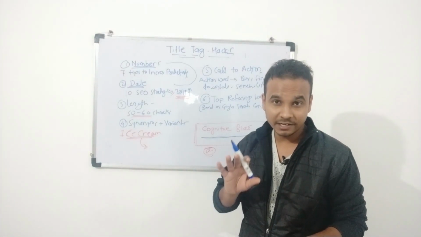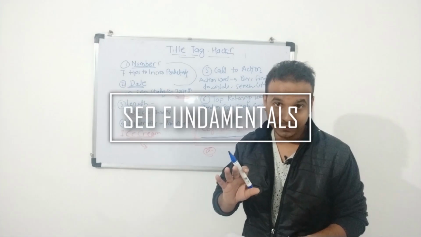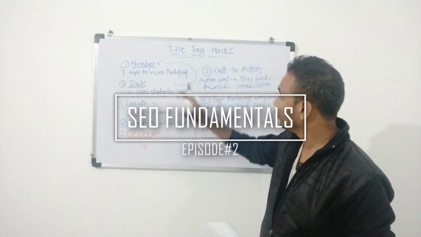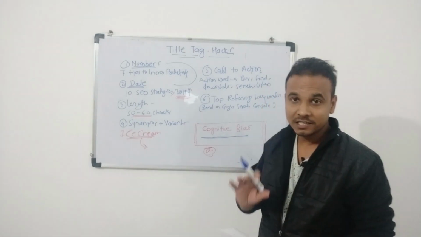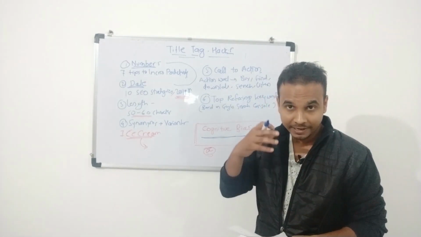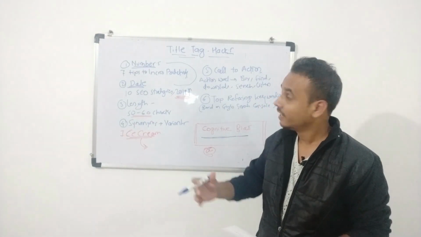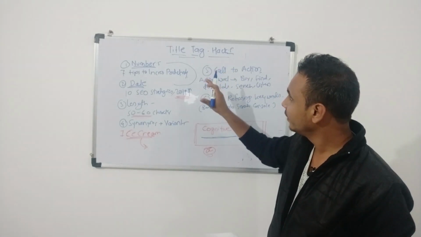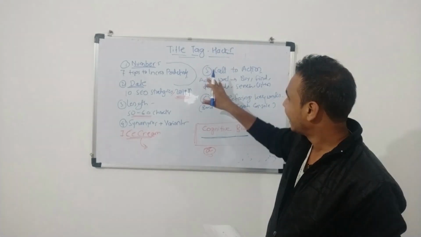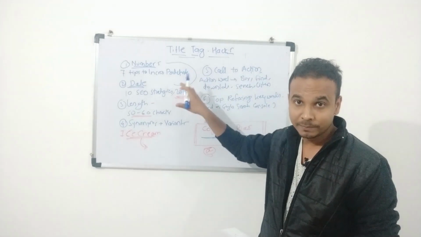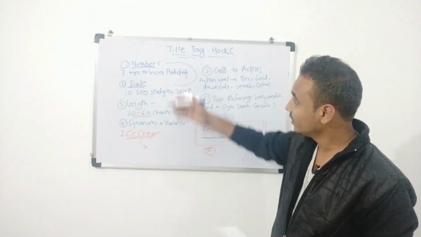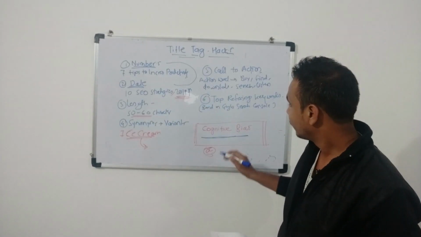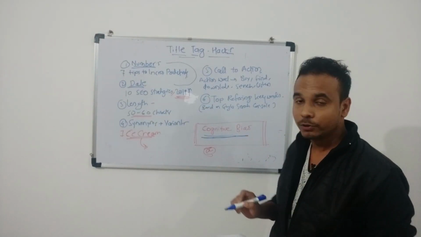So this is my second video in the SEO fundamentals series. Today I'm going to talk about title tag hacks. In the last video I discussed how to write a meta tag and meta description. In today's video I'm specifically going to explain 6 hacks which you can implement in your strategy to increase the CTR. Before starting all these hacks, first let me explain what a cognitive bias is.